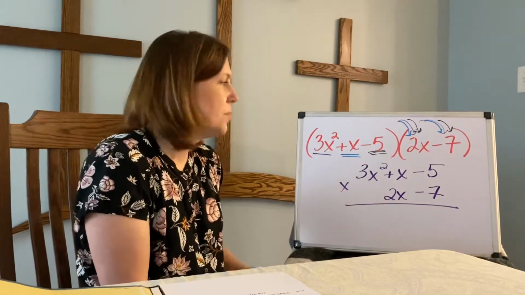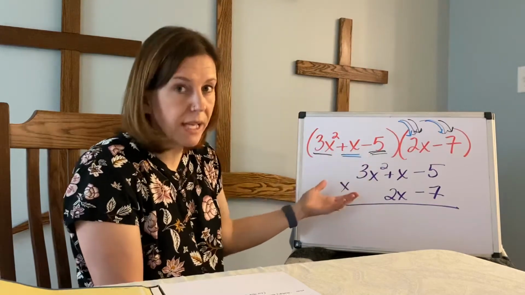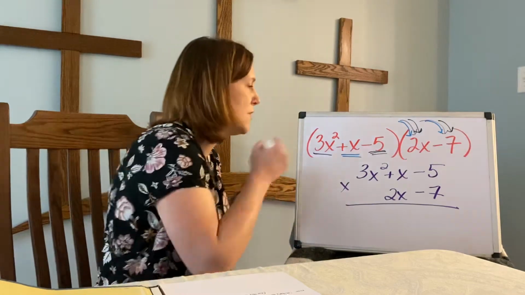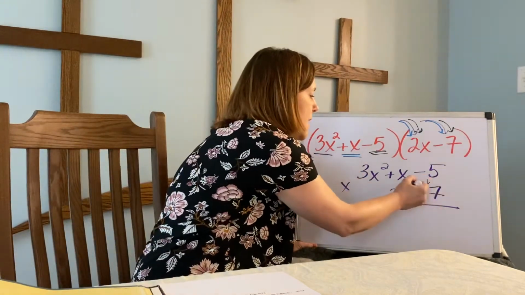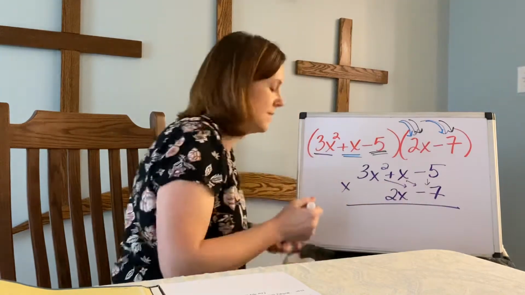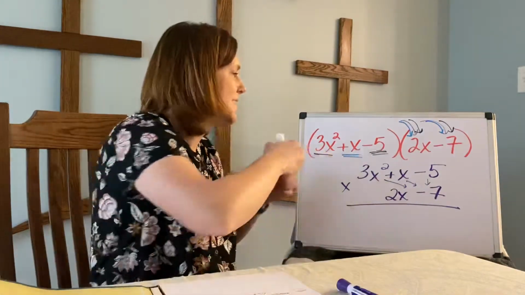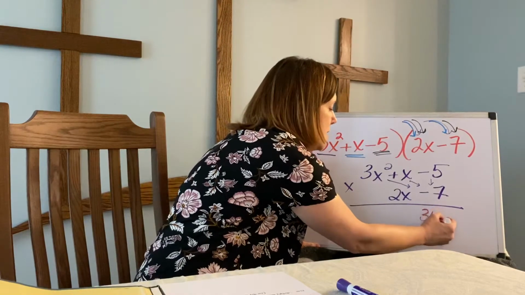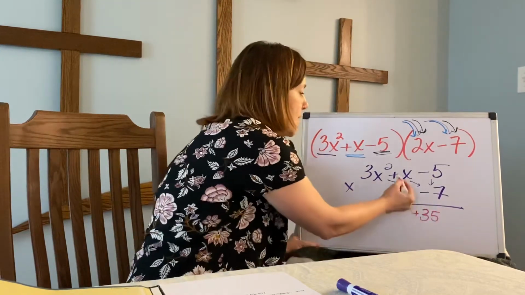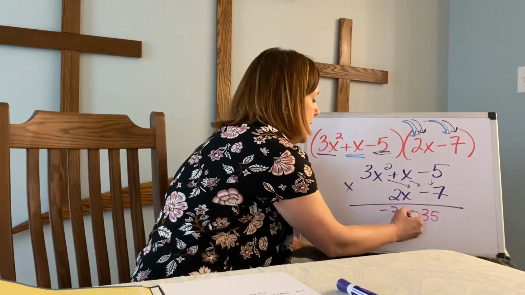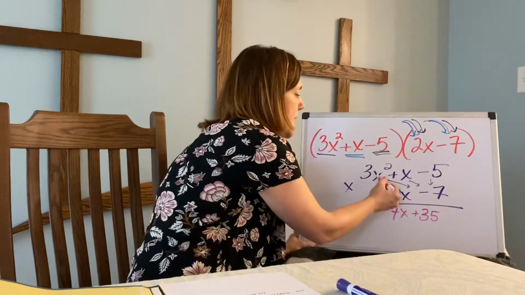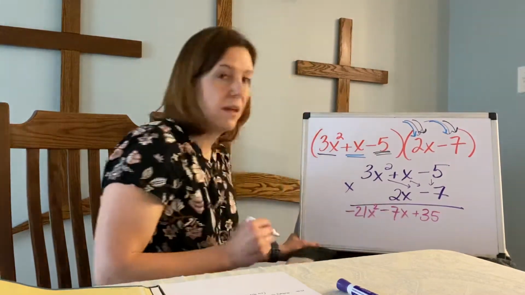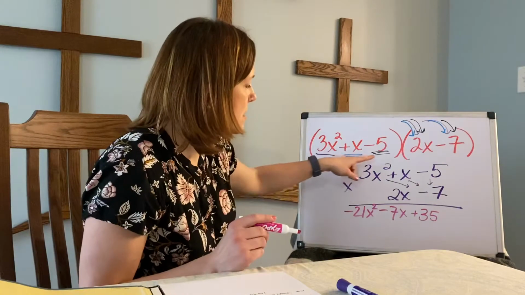Then I'm going to go ahead and multiply it just like I would if I were multiplying a multi-digit number. So my first thing is to multiply everything by this negative 7. Should use a different color there. So negative 5 times negative 7 gives me positive 35. X times negative 7 is negative 7x. 3x squared times negative 7 is this. You'll notice though that my answers are lined up.